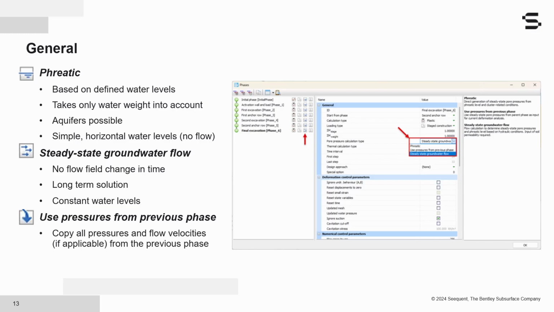Of course, as we saw in the previous slide, a transient analysis is also possible, but you need to be working in that case in a framework of a fully coupled analysis, which, as we said, we are not going to cover in this introduction.